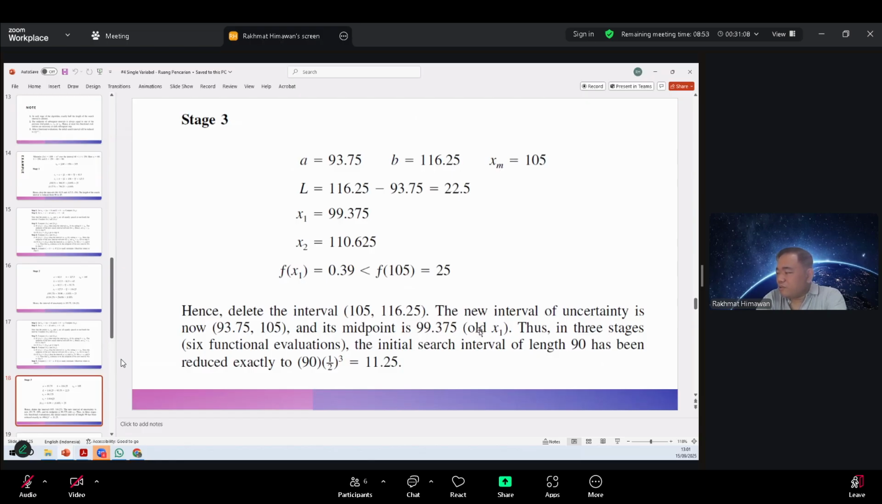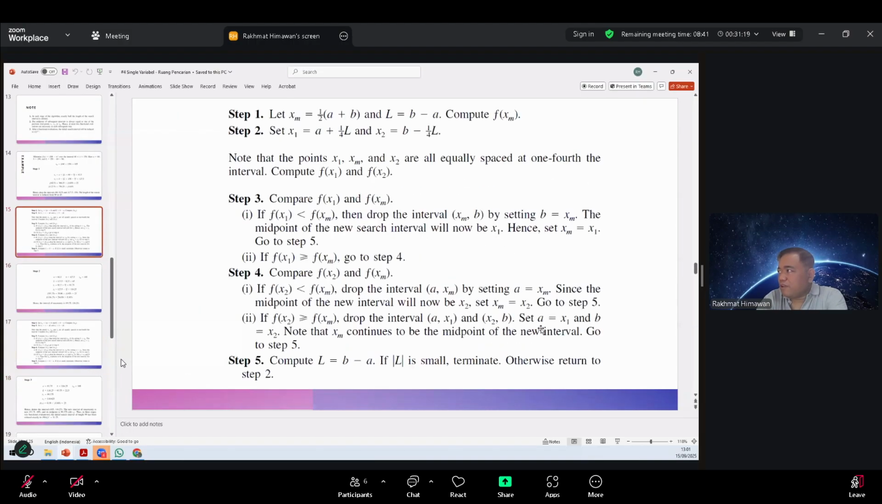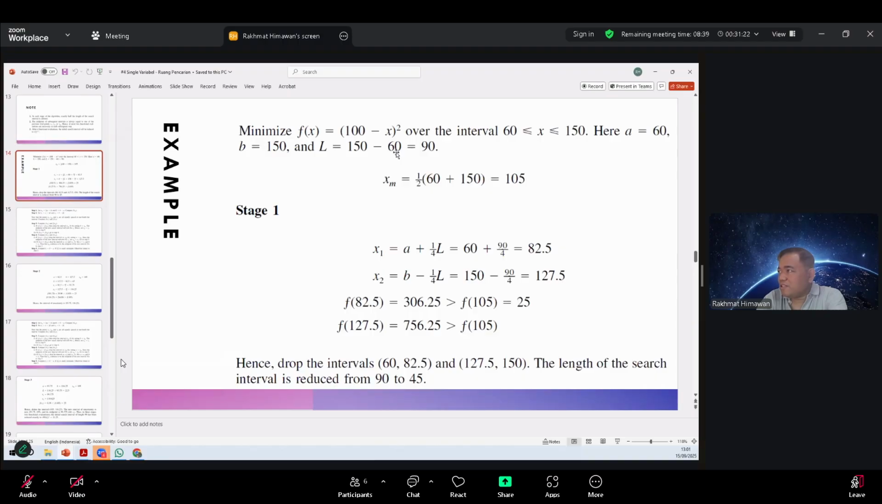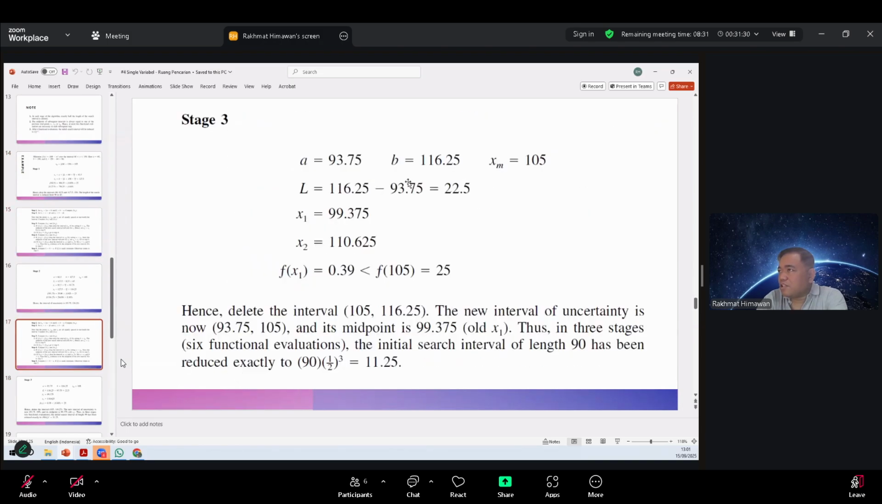So with these 3 stages of iteration, first we have L of 90 between 60 to 150. The length is 90 between A and B. With 3 stages, it's been reduced into 11 only. 11 basically from this minus this, or this multiplied with half to the power of 3.